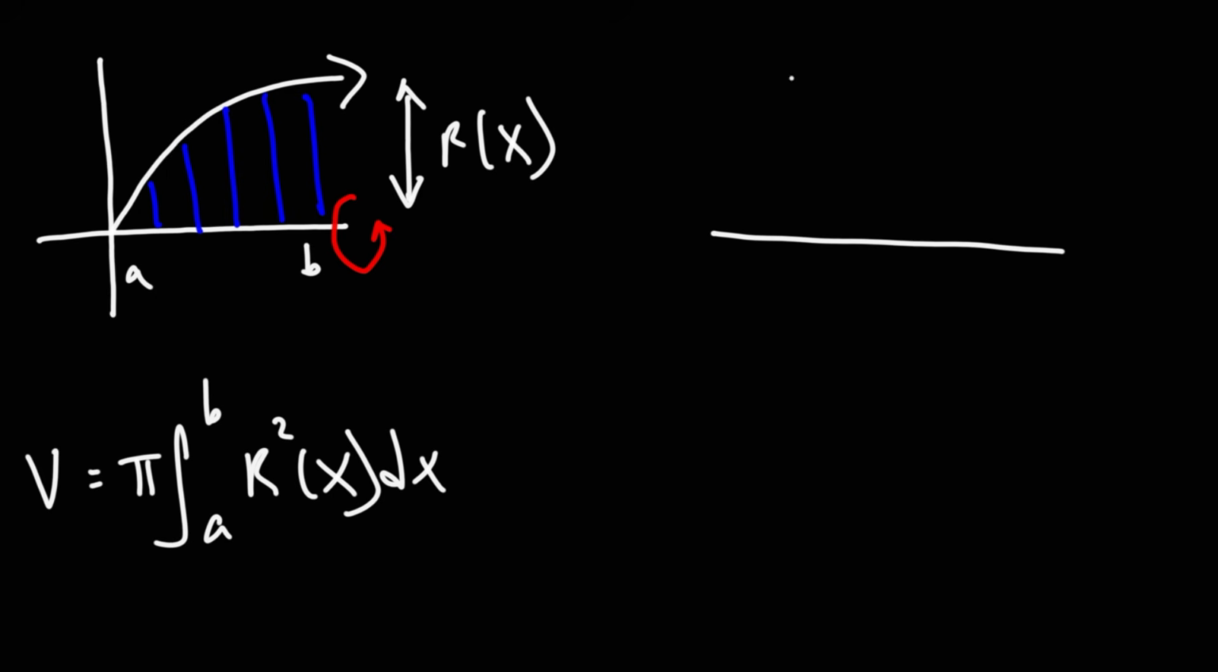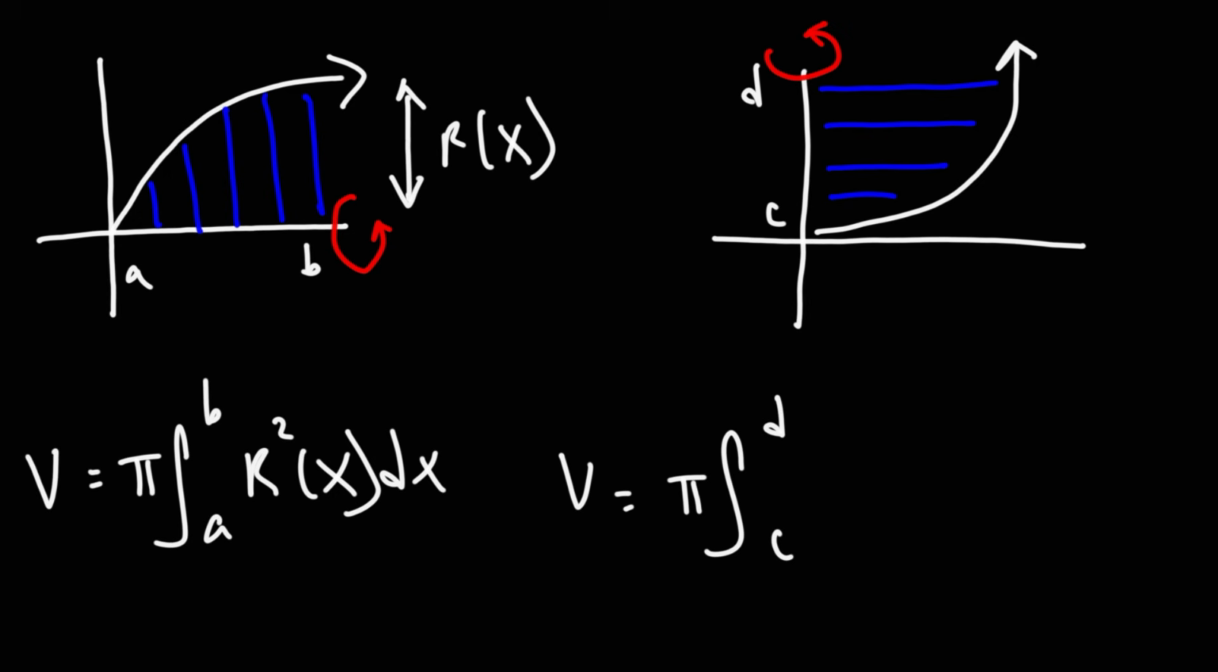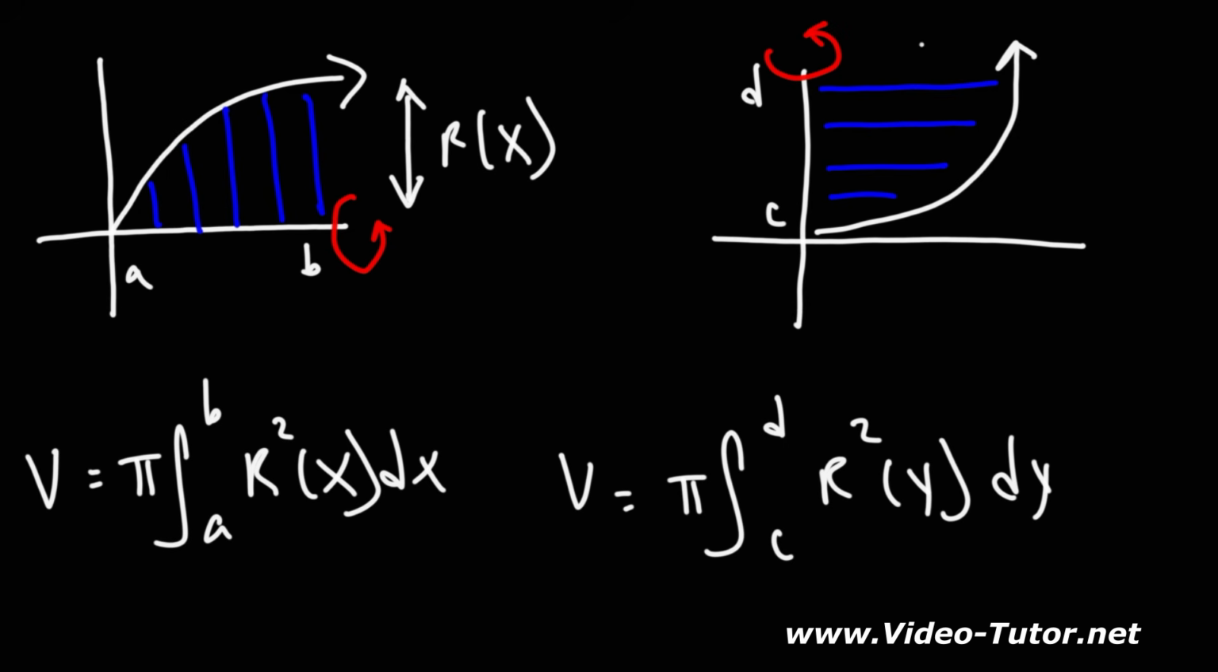Now this can be done in terms of x and in terms of y. So let's say we have a function that looks like this, but this time we want to rotate it about the y-axis instead of the x-axis, and we want to find the volume from C to D. Using the disk method, it's going to be pi times the integral from C to D of the radius squared, but it's going to be in terms of y instead of x. So R of y is going to be the distance between the axis of rotation and the curve.